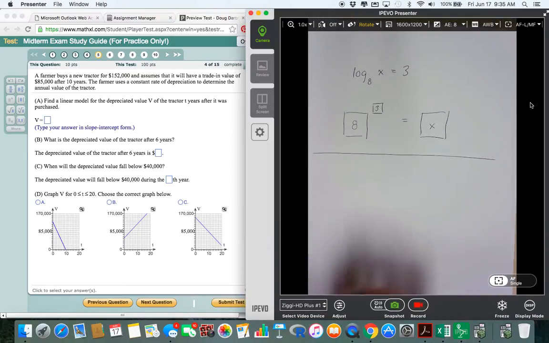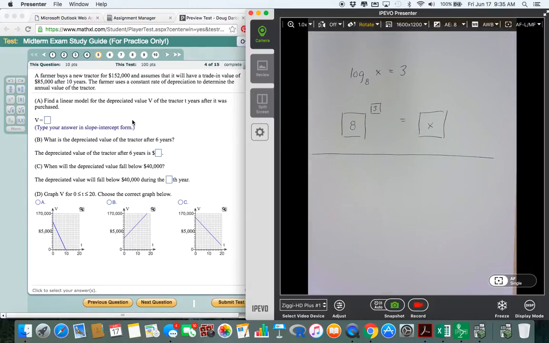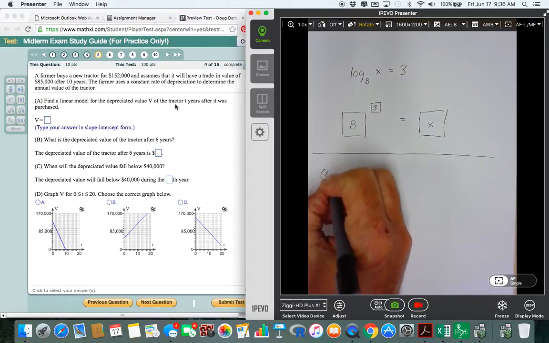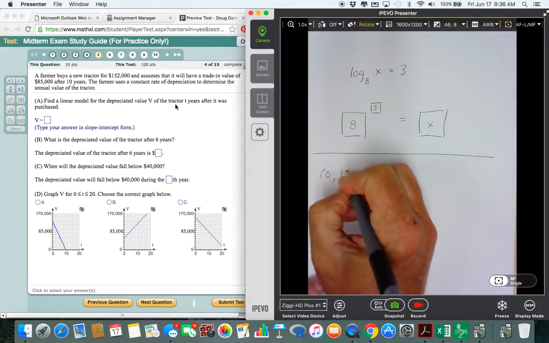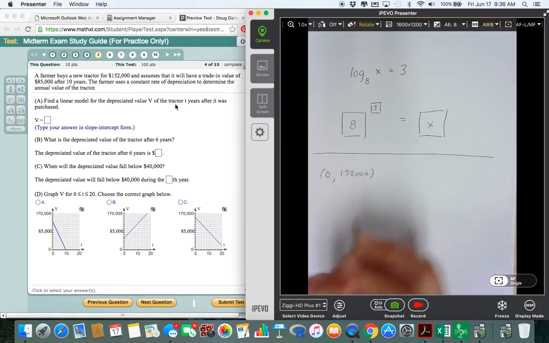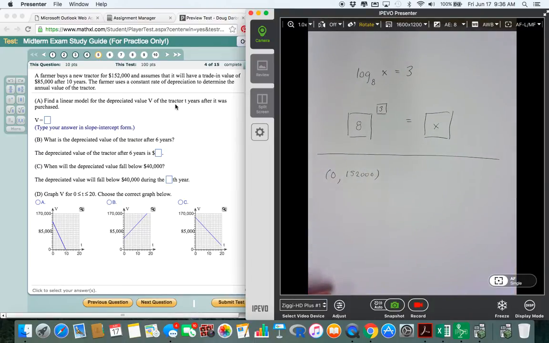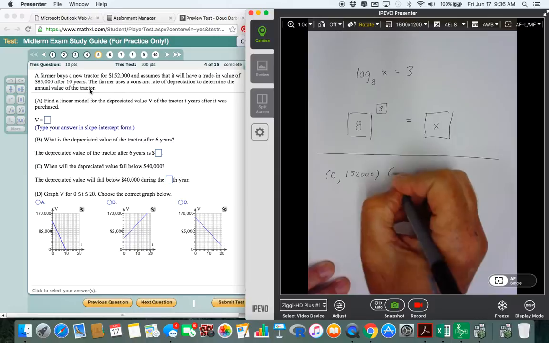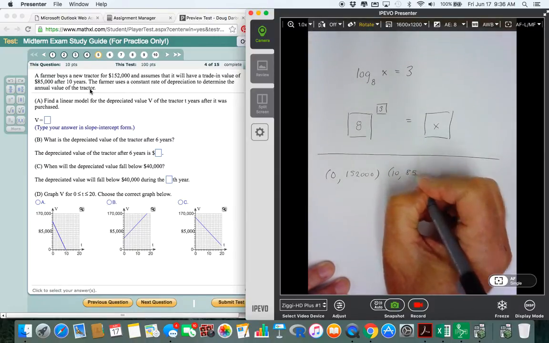Okay, so what I see is, I come down again, looking at what they want. So I'm finding the depreciated value V. So my value is my Y value. So I know that my price needs to go as the Y. So when this person buys it, again, this is T years after it was purchased. Well, guys, the purchase value has to be when T is equal to 0. So we would have an ordered pair 0, 152,000. It has a trade-in value of $85,000 after 10 years. No, I'm sorry, it's 85,000, my bad.